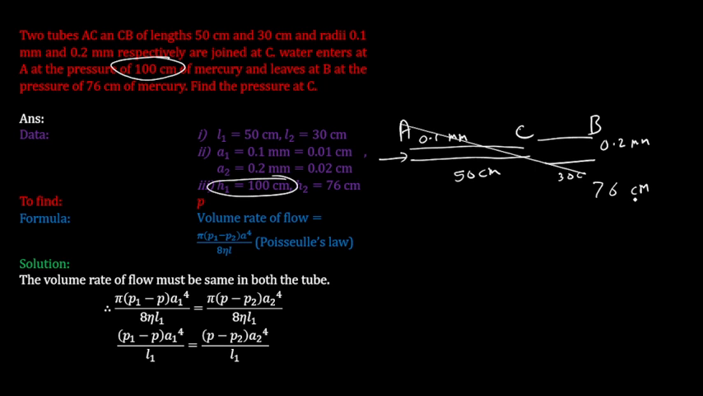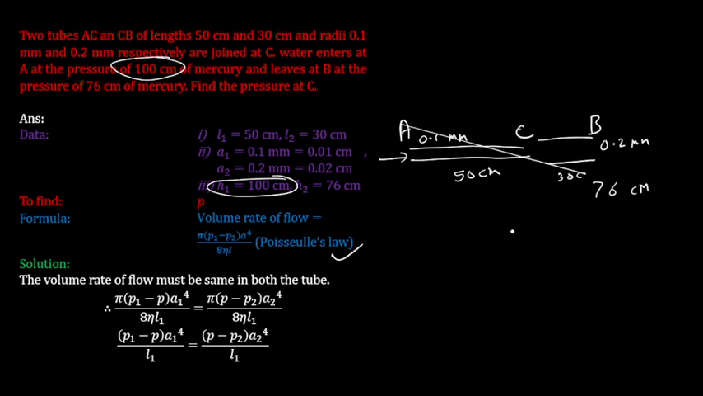The pressure, when it is expressed in the height of mercury, is actually the pressure due to the weight of that particular height of the mercury placed over some surface. We have to find the pressure at C. Again, this is a Poiseuille's setup and we use Poiseuille's law.